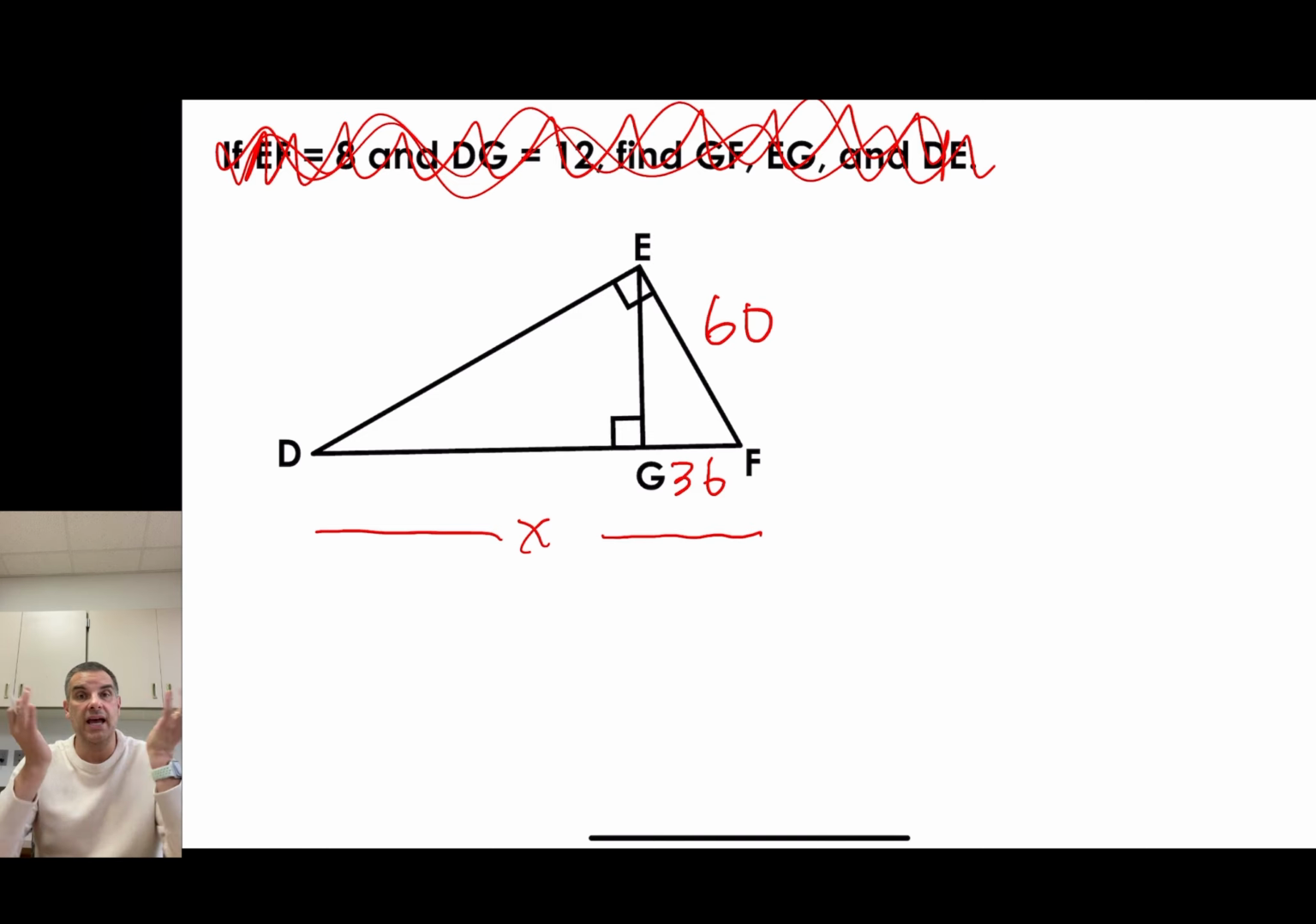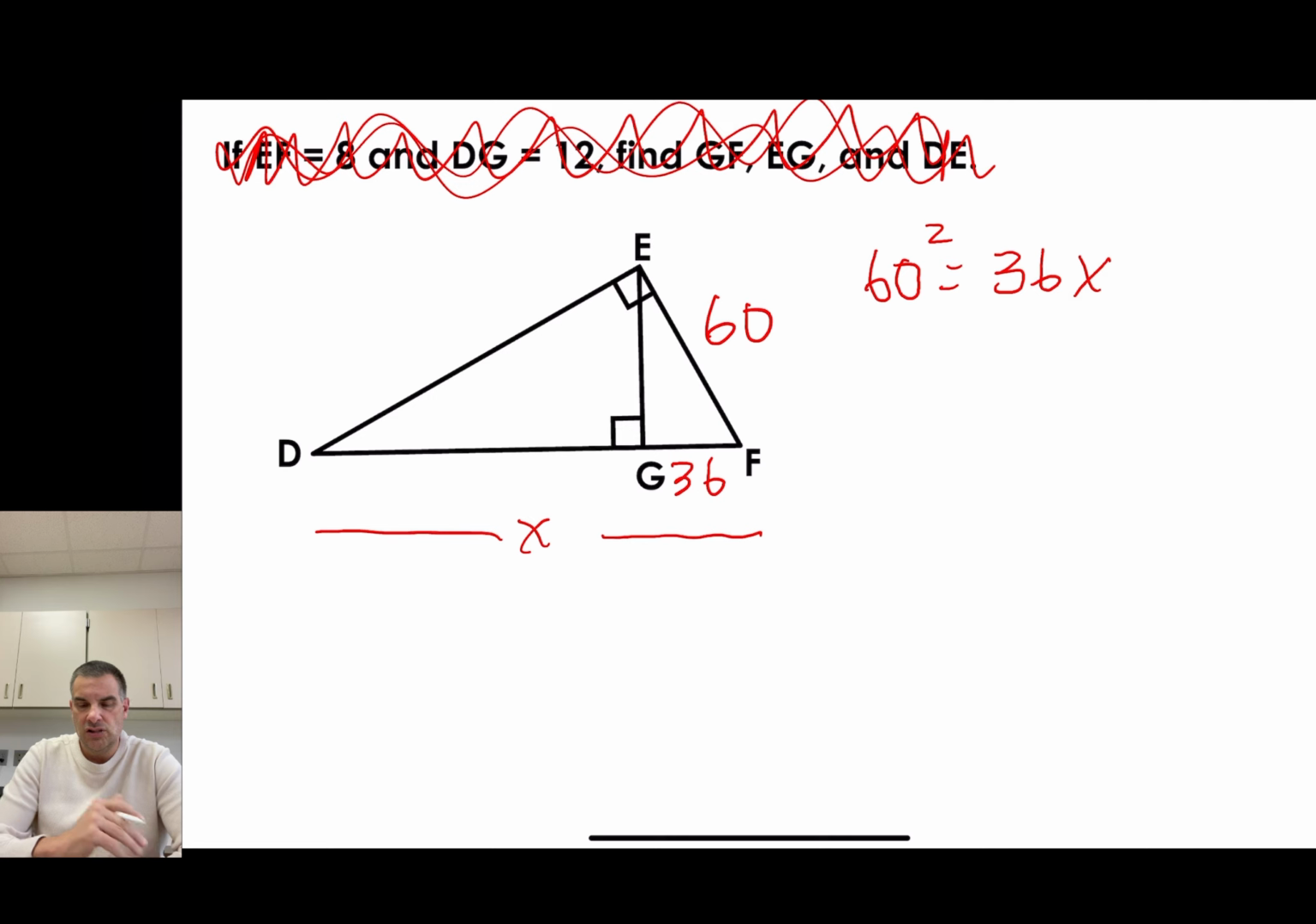Okay, so look what I have. I've got a leg, and I've got a segment and a hypotenuse. So remember, the leg squared is equal to the part, which is 36, times the whole, which is x. And these are more of the types of problems you're going to get today.